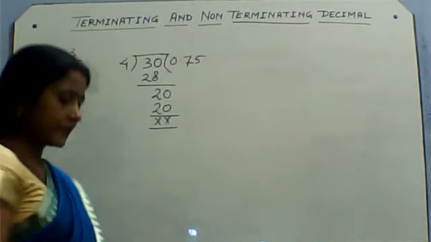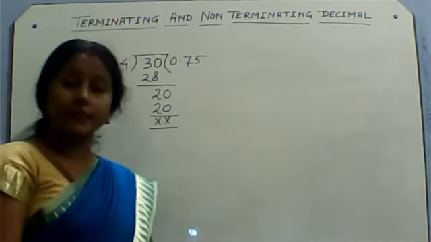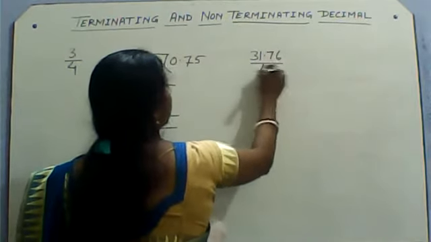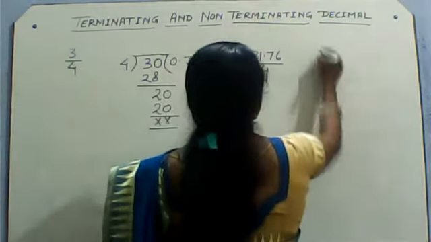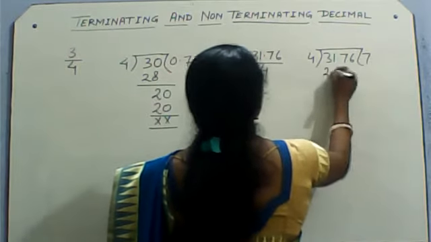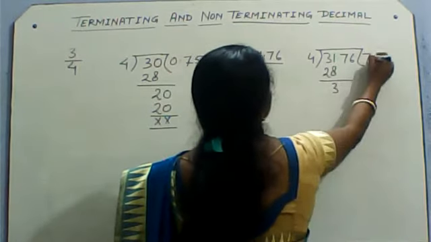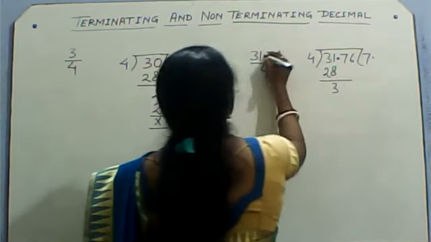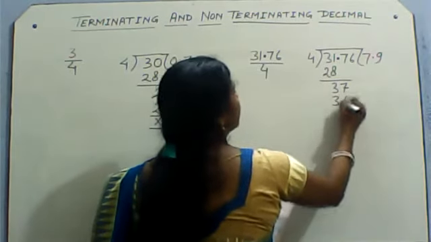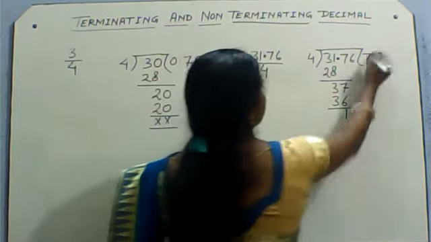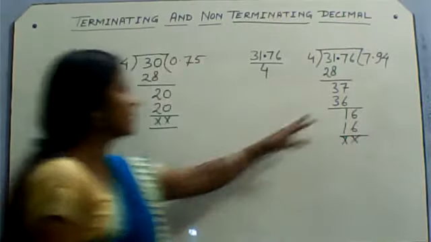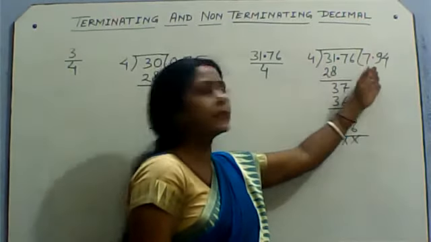Some more examples. For example, from your book I am taking 31.76 divided by 4. If you divide it, 4 sevens are 28 and 3 will remain. Put the decimal here. Then take 7, 9 with that, 4 nines are 36, 1 remains, and then 6 will come down and 4 fours are 16. Now no remainder is remaining. 4 is dividing this perfectly.